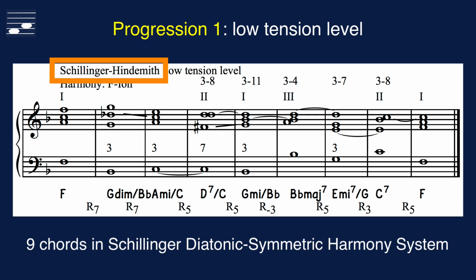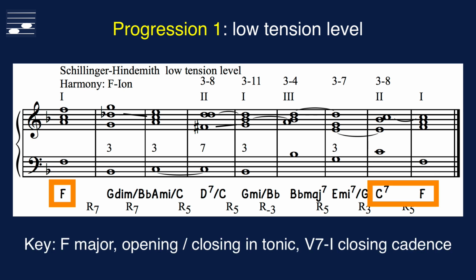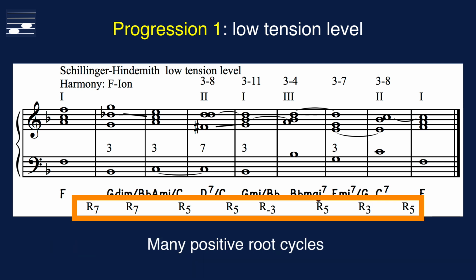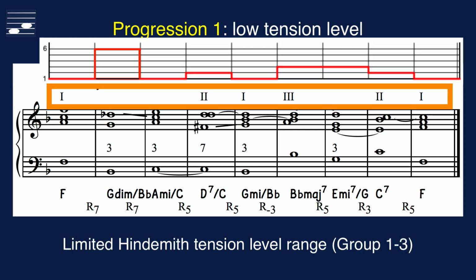The first Schillinger Hindemith example contains 9 chords with low tension level. The bass part is diatonic in F major. We open and close the progression with the tonic degree chord, and there's a dominant tonic closing cadence. All root cycles are positive with one exception. The example uses 4 PC sets only. The tension level shows a typical curve, with values between 1 and 3.